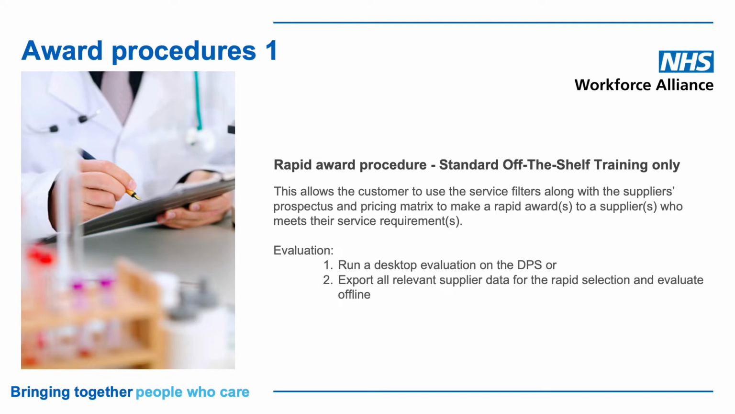So you'll get all their contact details if you need to contact them. You'll get some answers to a supplier prospectus. So all of the service types have got a supplier prospectus attached to it, which is, again, more information about the suppliers themselves and what the services they can deliver. But you'll also be able to export a pricing matrix, which will cover off all the standard off-the-shelf courses that a provider can deliver.